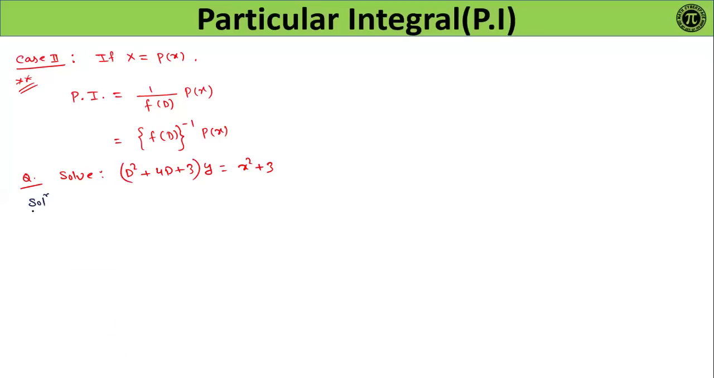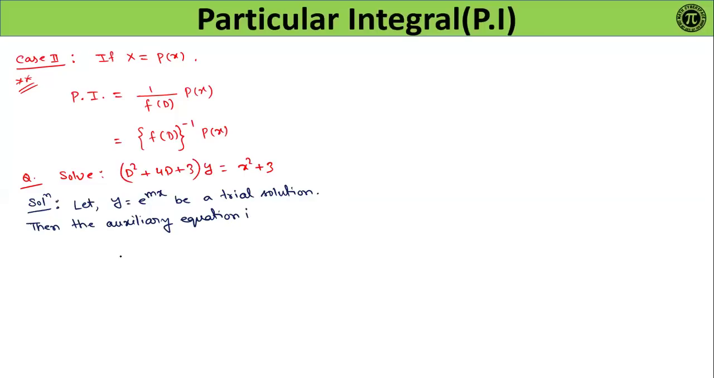Solution. Obviously this is a non-homogeneous equation. So first we have to calculate yc, then yp. Let y equals e to the power mx be a trial solution. Okay, then the auxiliary equation is m square plus 4m plus 3 equals 0. Now just simply solve this equation.